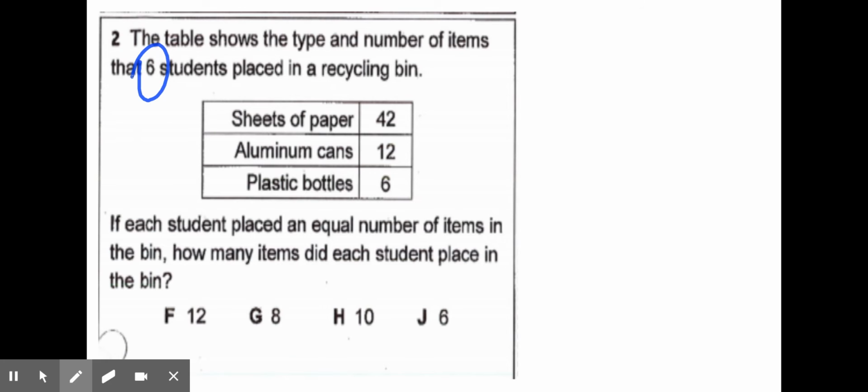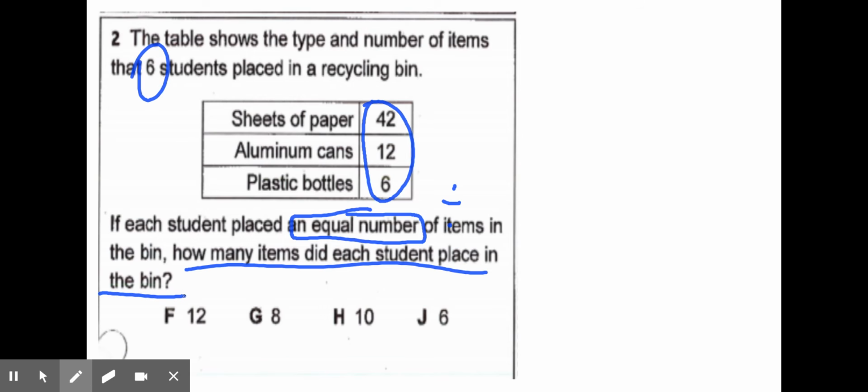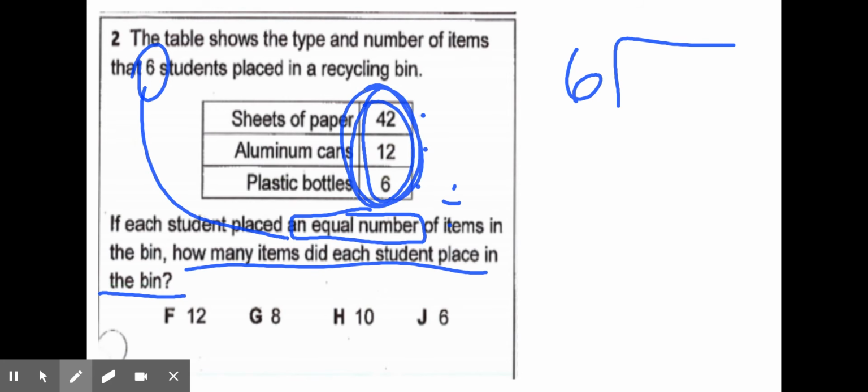All right, the table below shows the number of items that 6 students placed in a recycling bin. We have sheets of paper, aluminum cans, and plastic bottles. If each student placed an equal number, well, equal number means to divide, in the bin, how many items did each student put in? Well, I know there were 6 students, so I know ultimately I'm going to divide by 6. But what do I need to do with these items first? If they all brought an equal amount, and these are all my items, what should I do with these items first so I can know what goes inside my house for my dividend? If you said add, you were right. We need to get our total.